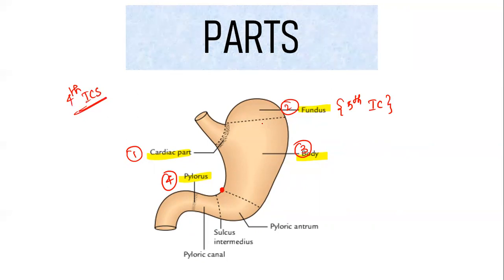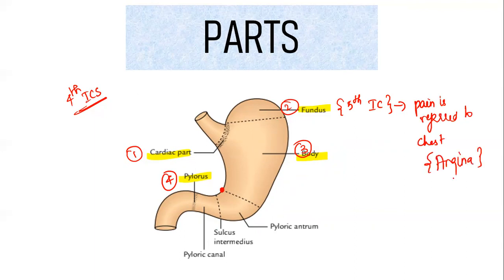So why we are stressing the location of the fundus is, if there is any gastric irritation or any gastric pathology, then the pain is referred to the chest. So that we call angina pectoris, right? Angina pectoris. So any pathology in the fundus of the stomach is going to be reflected over the cardiac region, because the fundus directly lies on the fifth intercostal space, right?